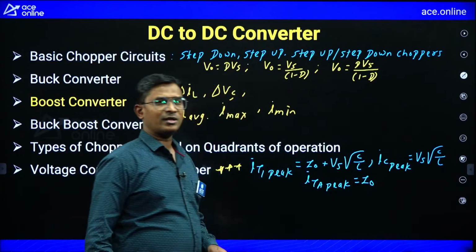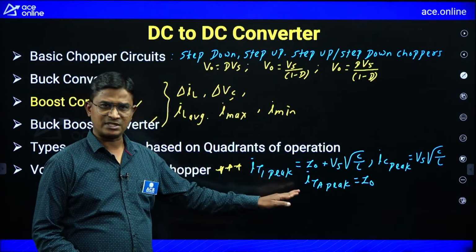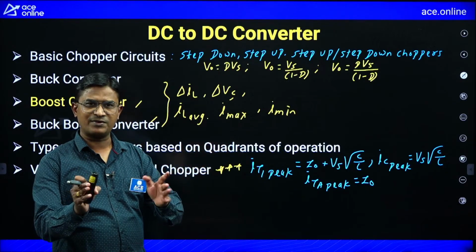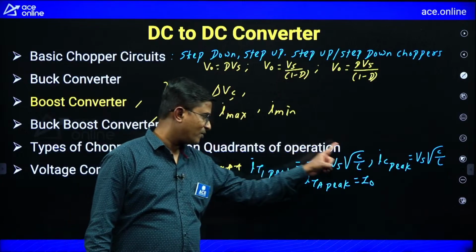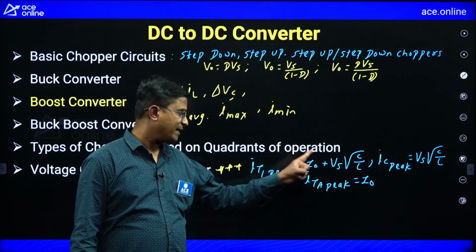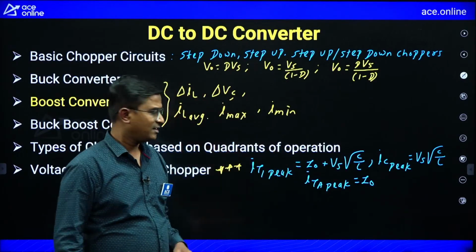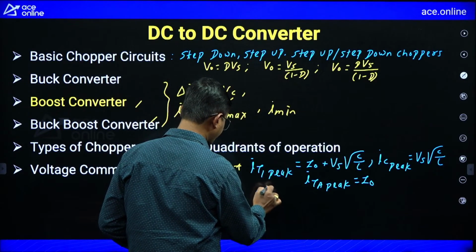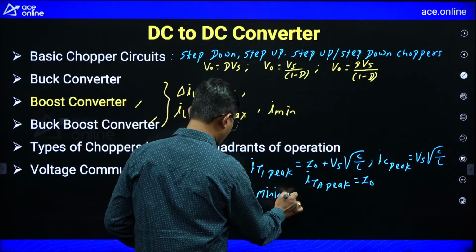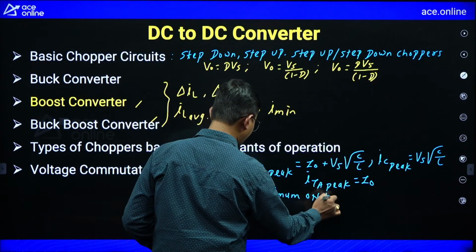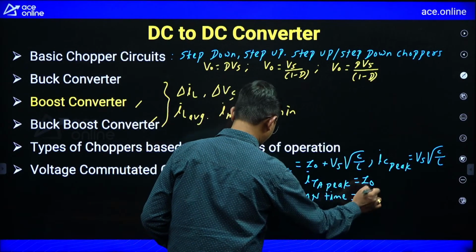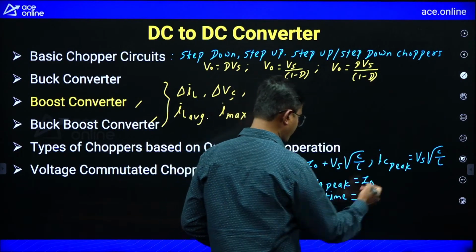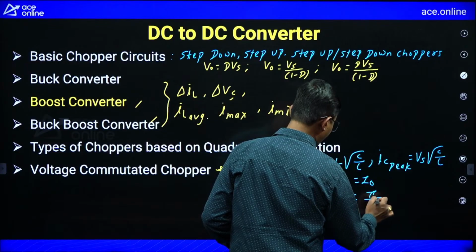Only on the peak values of currents they have asked questions. Circuit turn off time, output voltage average value, they have not asked questions. So the important points are only these three: IT1 peak, IC peak, ITA peak. In addition, please try to memorize the minimum on time of SCR. I am trying to give the maximum from my side.